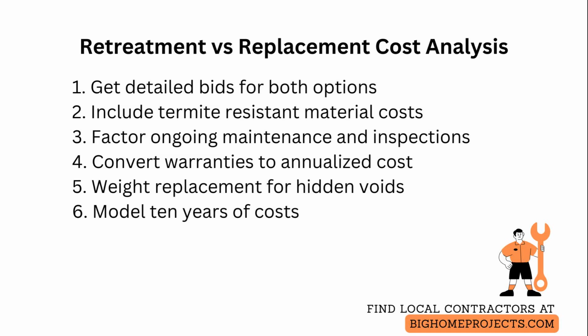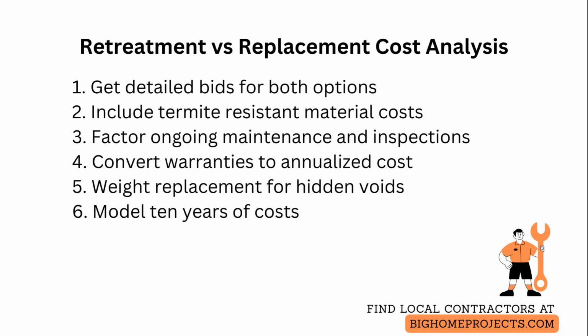Ask each contractor to show warranty details and any transferability clauses, and convert warranty terms into an annualized cost so you can compare apples to apples. If repairs will leave complex junctions or cavities that are hard to inspect later, give stronger weight to replacement because hidden voids increase the probability of reinfestation and unplanned future expense.